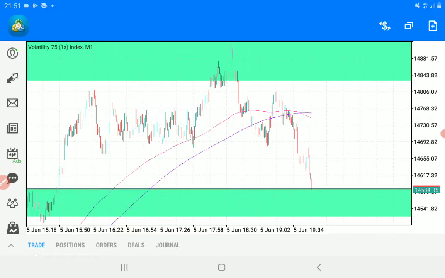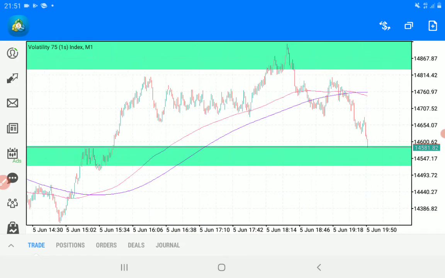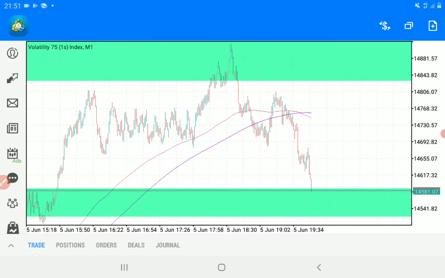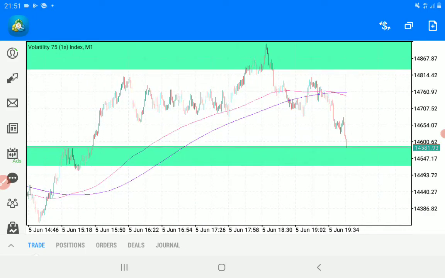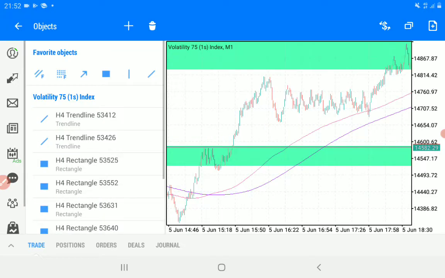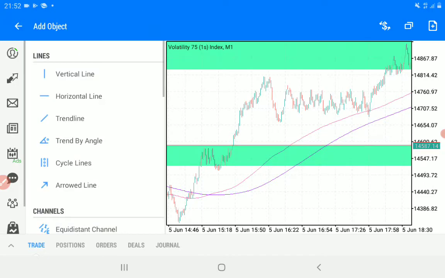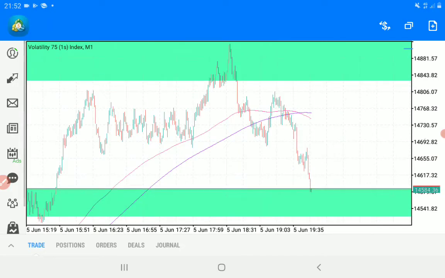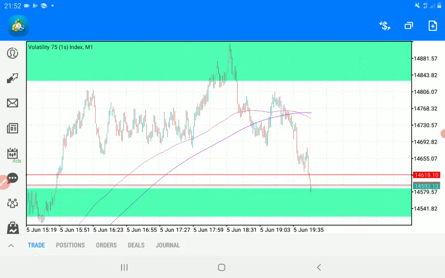So you see what I was talking about. The market is going down, and it's now reaching our support line. So you can actually just move your stop loss today.